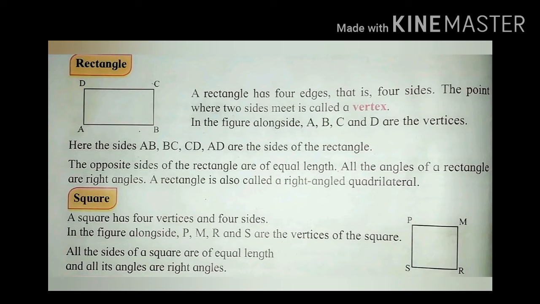Square. A square has four vertices and four sides. Here I'm showing you a picture where this square is called PMRS. In this figure there are four vertices. So the vertices are known as P, M, R and S, the vertices of the square. All the sides of the square are equal in length and all its angles are right angles.